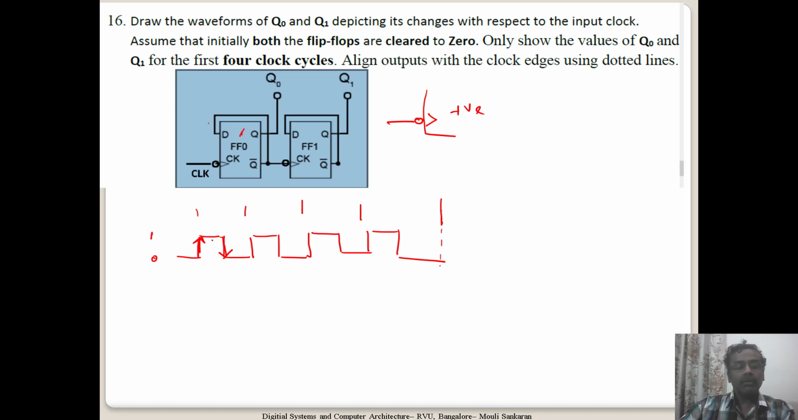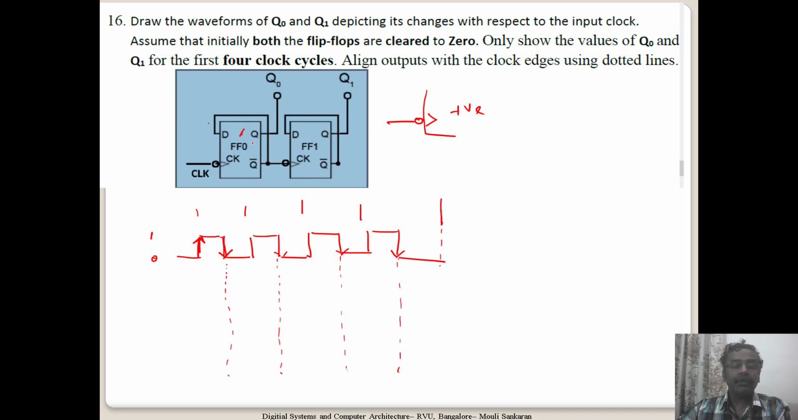Now that means what? Both are negative edge triggered. That means the transitions can happen only during this time. So let me only draw the negative edges. We are not interested in the other edges. So let me draw these negative edges.